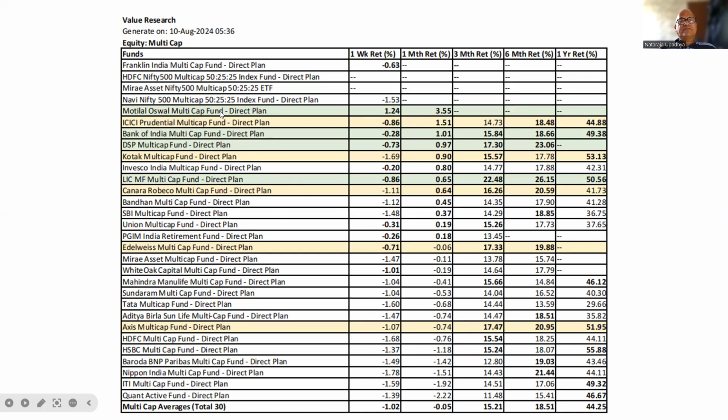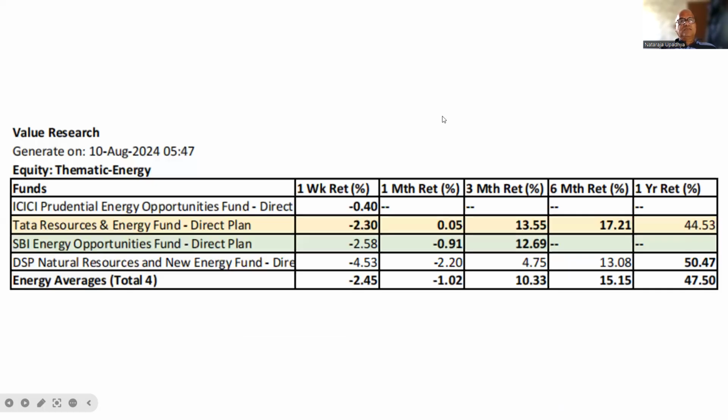Motilal Oswal Multi-Cap Fund, Bank of India Multi-Cap Fund, DSP Multi-Cap Fund, LICMF Multi-Cap Fund. The highest monthly return was 3.55% by Motilal Oswal Multi-Cap Fund, and least was 0.65% by LICMF Multi-Cap Fund. The best annual return among the ones that are in green was LICMF Multi-Cap Fund at 50.56%.